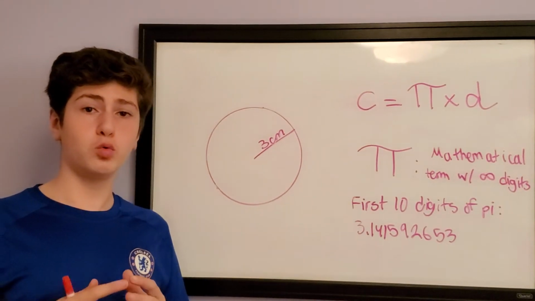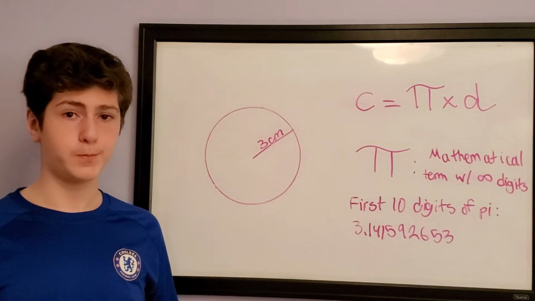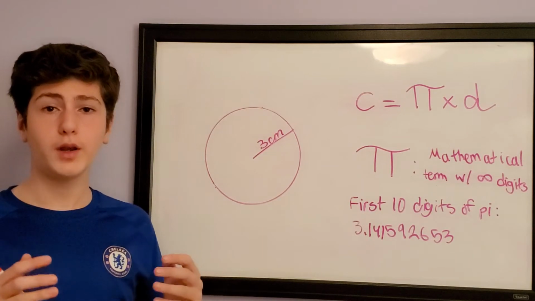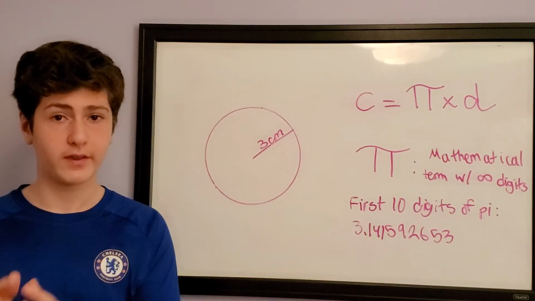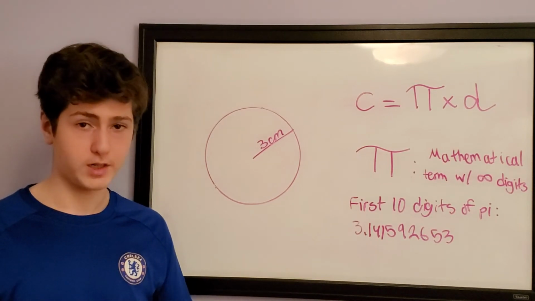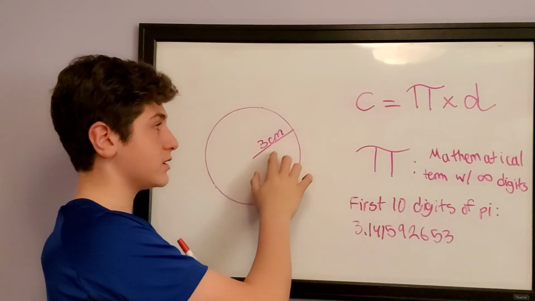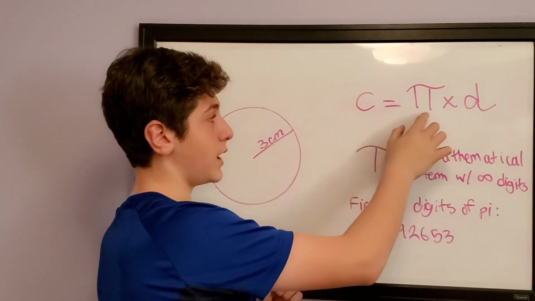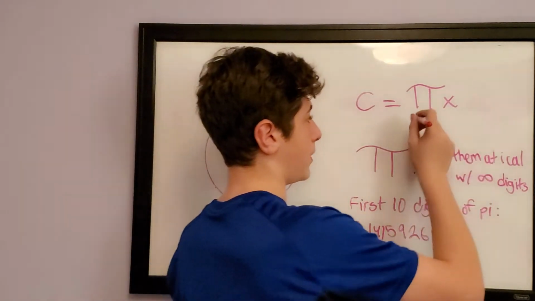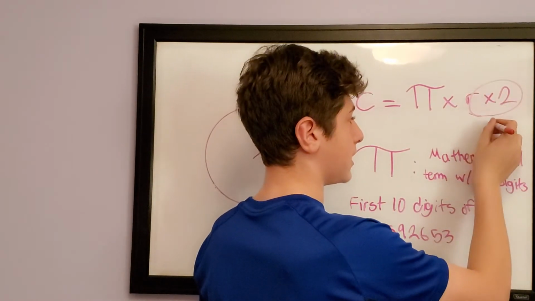Alright, so we know how to calculate the circumference of a circle with only its diameter. How about if we had its radius? So one important relationship between the radius and the diameter to know is that the diameter is always times 2 to our radius. So if we were to fix this formula over here so it could apply to this, circumference equals pi times radius times 2. So pi times r times 2. Because this over here simply means diameter.